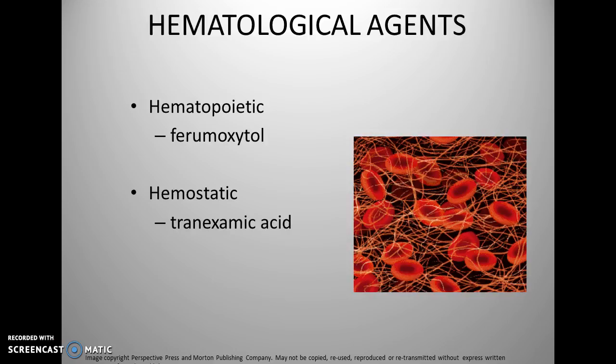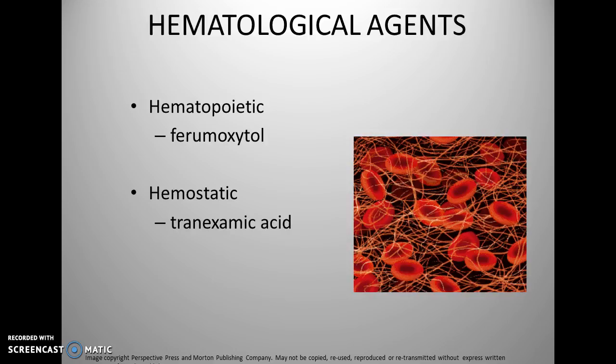Hemopoietics are drugs to treat anemia. Hemostatic drugs are drugs that prevent excessive bleeding. Topical hemostatics are drugs used for minor bleeding when sutures are not appropriate. Okay, so hemopoietics are drugs that treat various forms of anemia by stimulating or helping to stimulate blood cell growth.